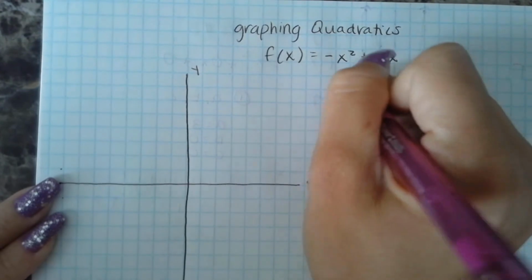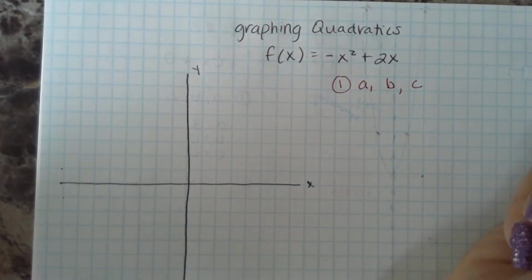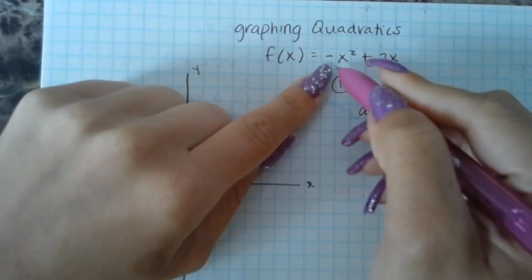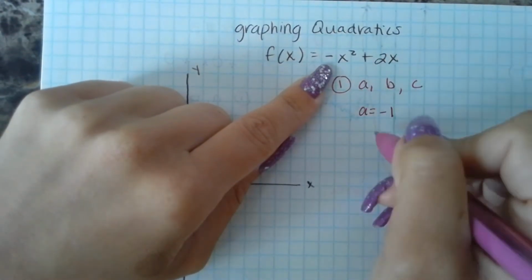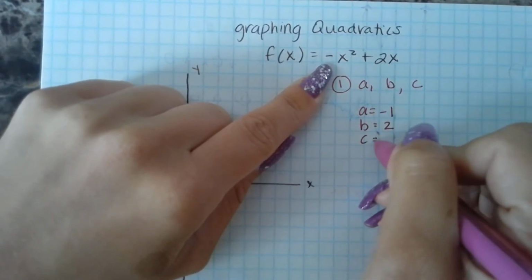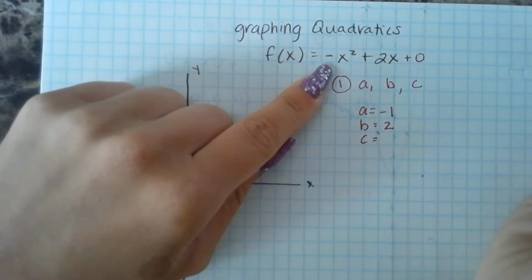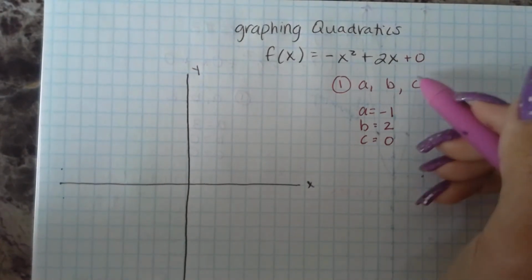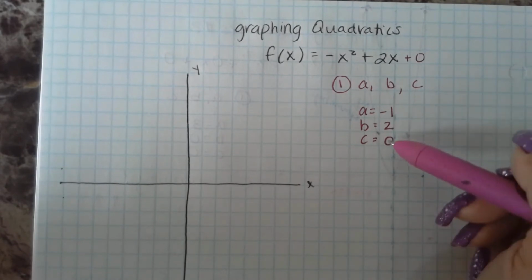So let's go ahead and start. Step 1. Identify your A, B, and C. So our A is negative 1. Take the sign with it, negative 1. Our B is 2. And our C is, not here. So we'll just add on a plus 0 right there. If it doesn't exist, we're just going to put our 0 there. So we have negative 1, 2, and 0.